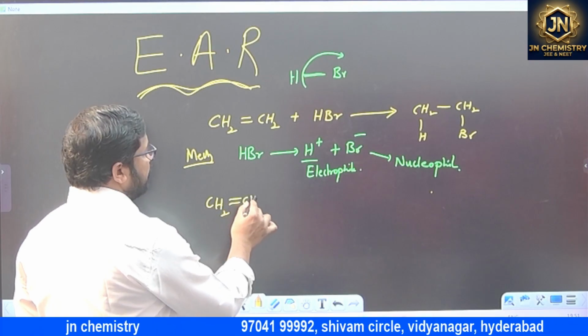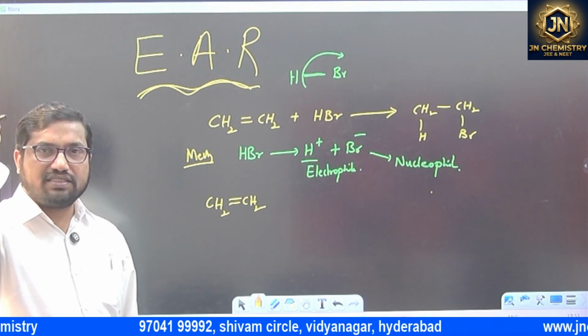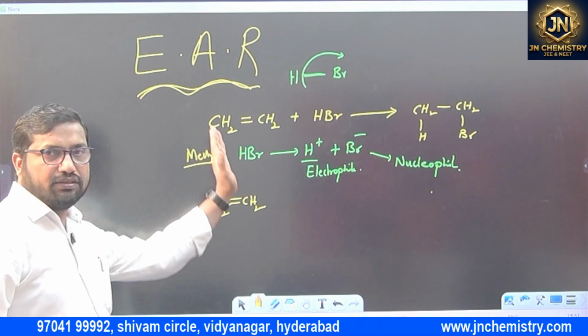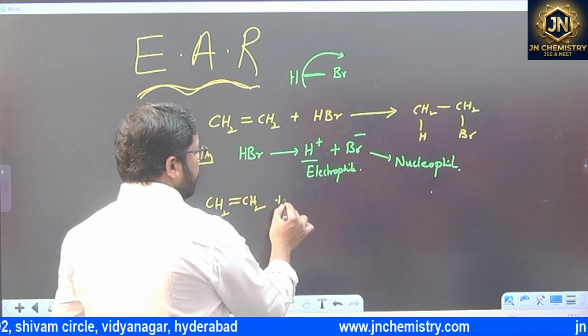CH2 double bond CH2. Alkenes are two types, right? Symmetrical and unsymmetrical. If cutting in the middle gives two equal halves, that is symmetrical. So if you are cutting here, symmetrical, no issues. Now H plus is coming and attacking here.